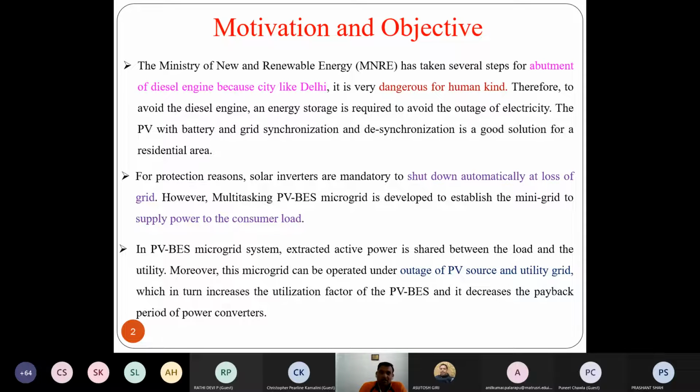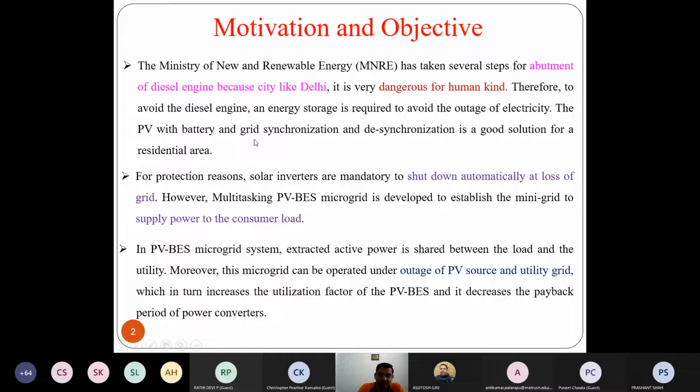So to replace these diesel engines or to remove these diesel-based generators, an energy storage is required. So we can put a 5 kilowatt rooftop PV along with this energy storage to avoid the outage of electricity. Whenever there is an outage, you can switch on your PV or your energy storage. If PV energy is not sufficiently available, suppose in evening time it is not available, energy storage is there. You can use the energy storage to fulfill the demand.